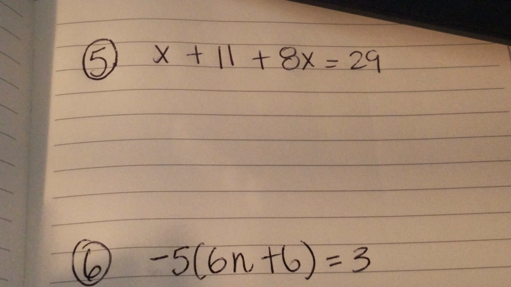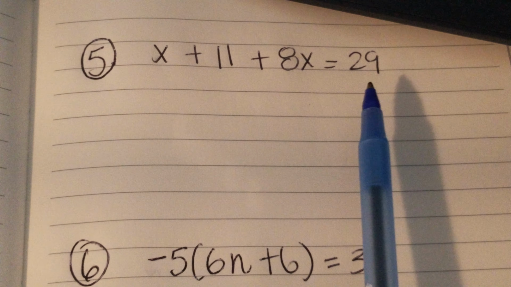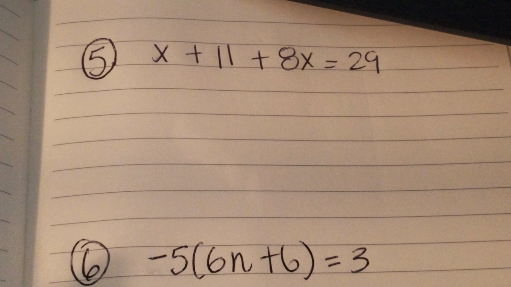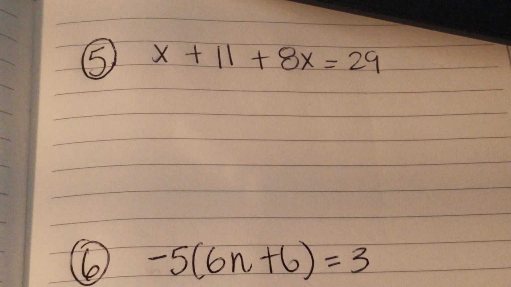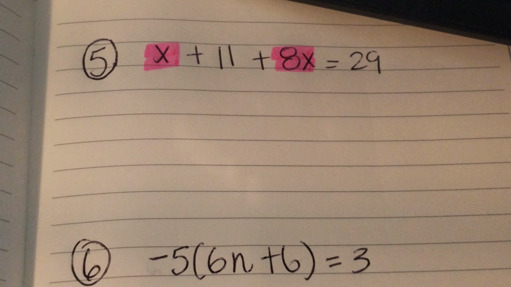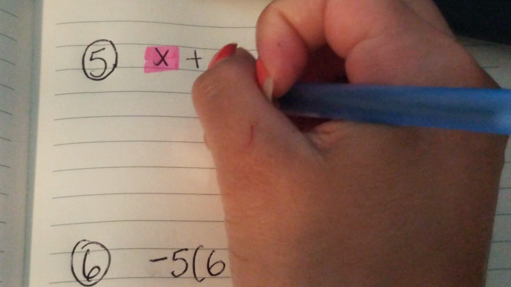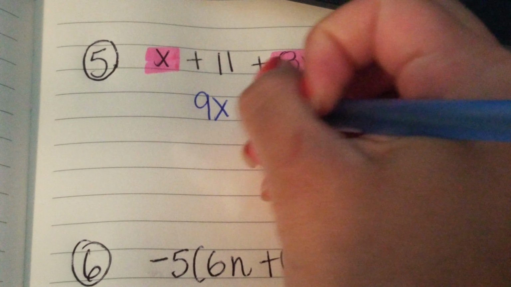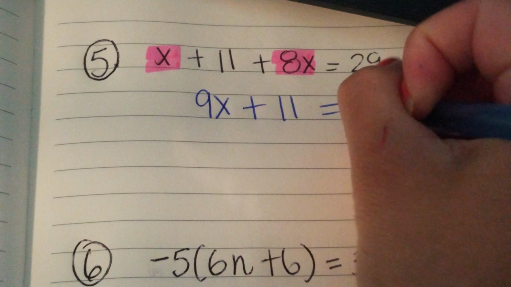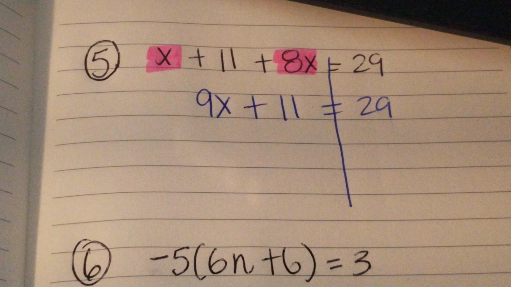So number 5, first step, remember, is to check for parentheses. We don't have any parentheses. So step 2, we can combine like terms, okay? And we can combine here x with 8x. So that will give you 9x, right? 9x plus 11 equals 29. Okay, so 8x plus x is 9x.